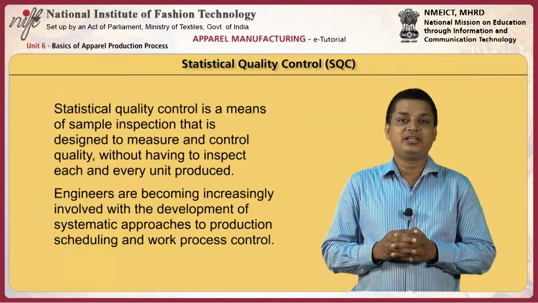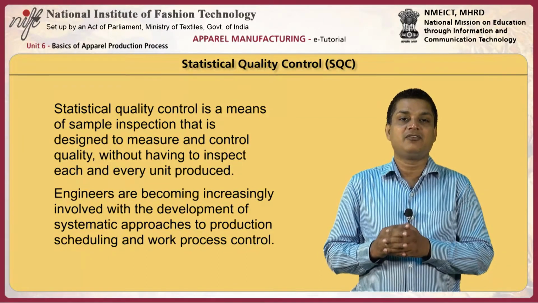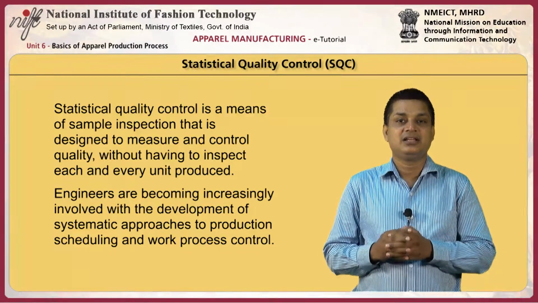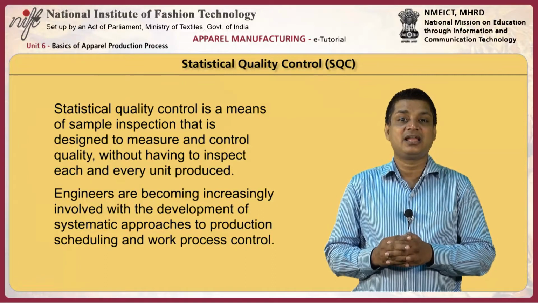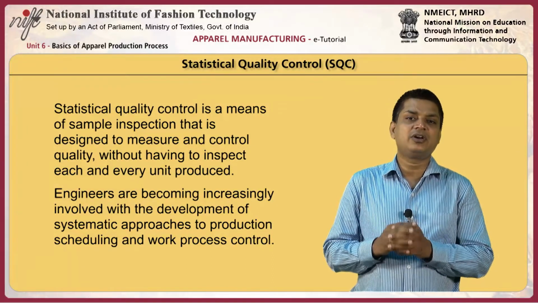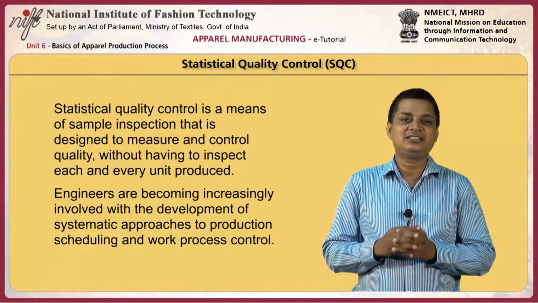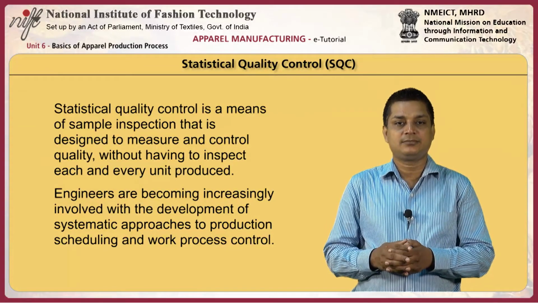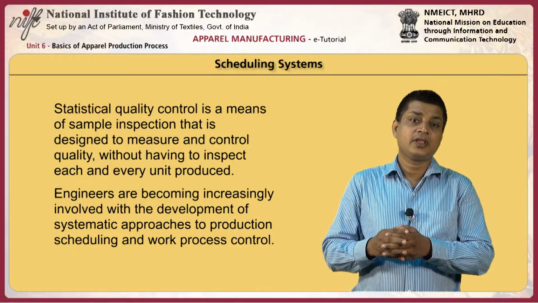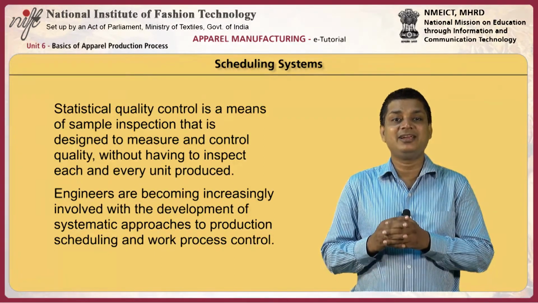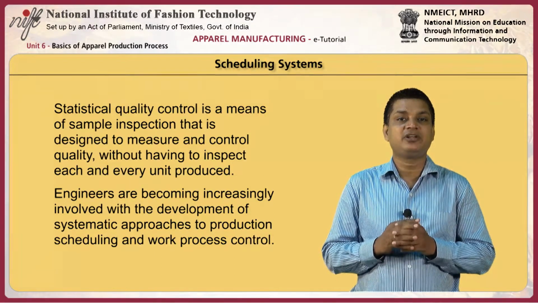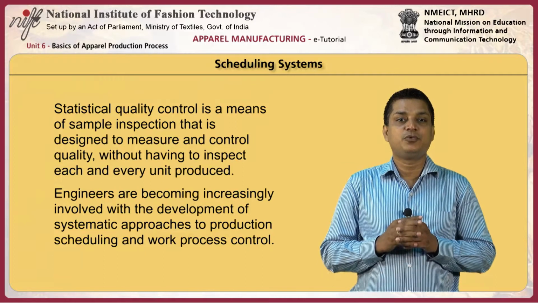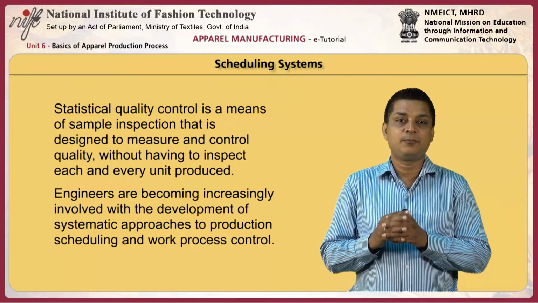Statistical quality control is a means of sample inspection that is designed to measure and control quality without having to inspect each and every unit produced. Engineers are becoming increasingly involved with the development of a systematic approach to production scheduling and work process control.